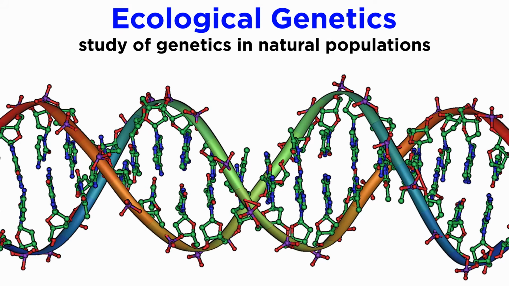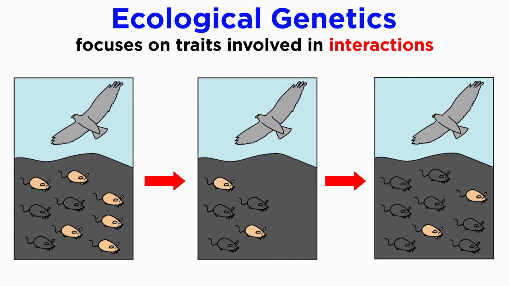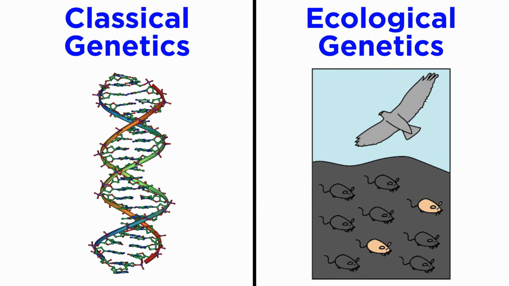Ecological genetics is the study of genetics in natural populations. Certain traits can be observed and quantified, allowing researchers to determine whether species are adapting as environments change. Ecological genetics focuses on traits involved in interactions not only within species but also between species, as well as between organisms and their environment. While classical genetics looks at sequencing DNA, ecological genetics focuses on traits of ecological significance, or traits related to fitness which ultimately affect an organism's survival and reproduction.